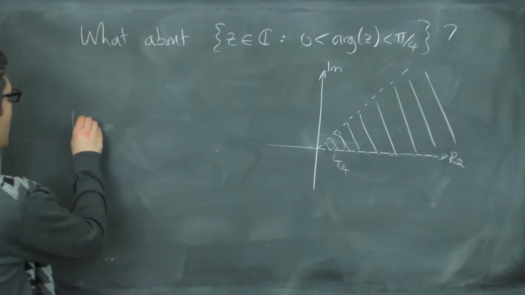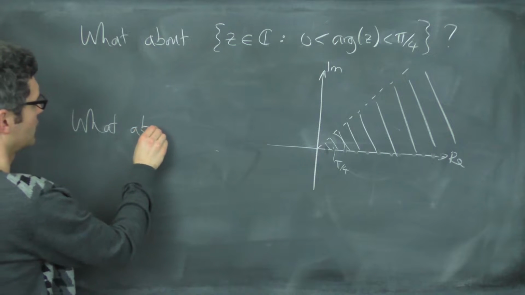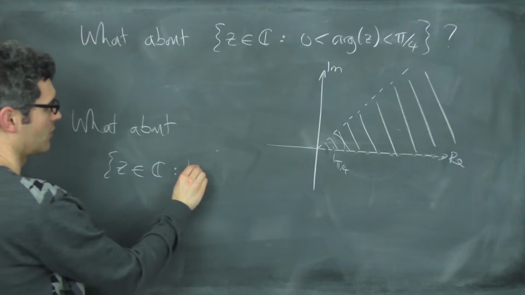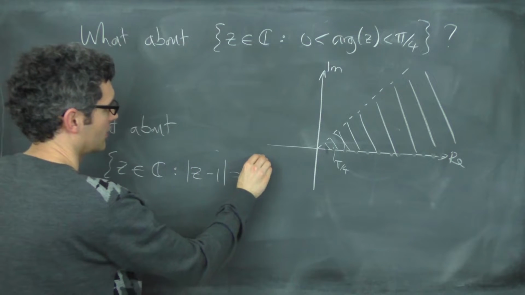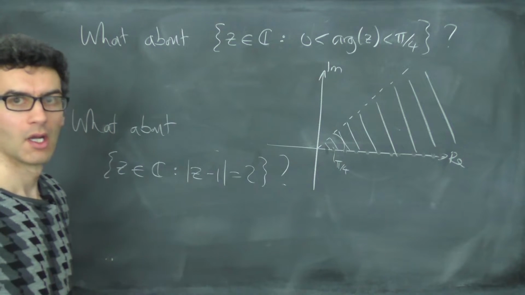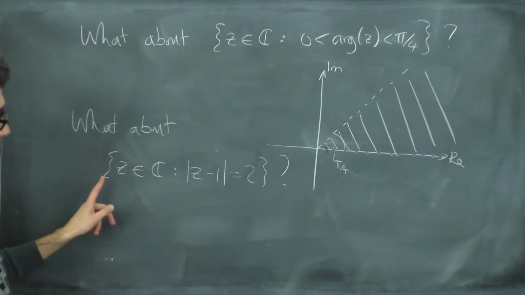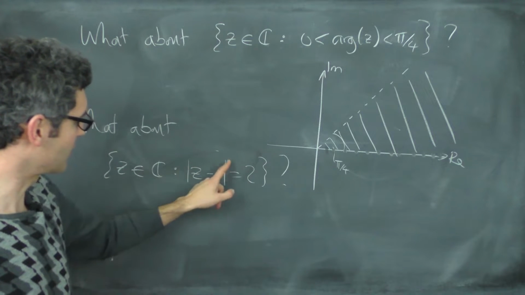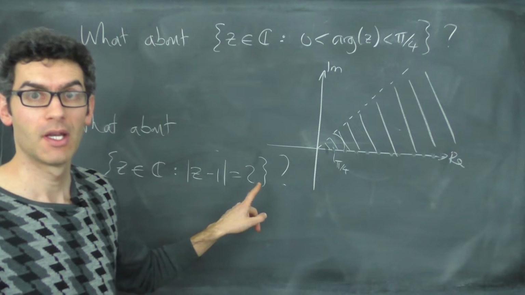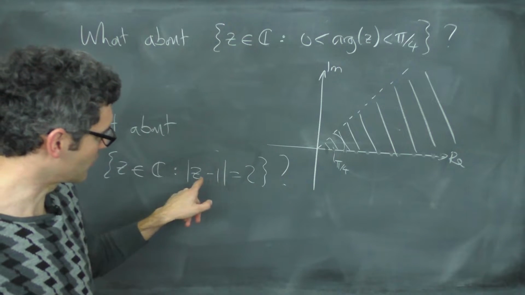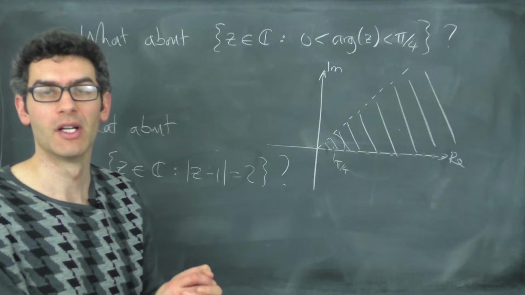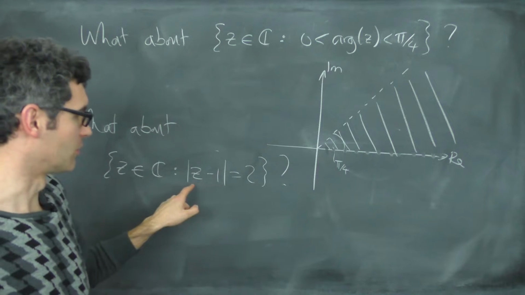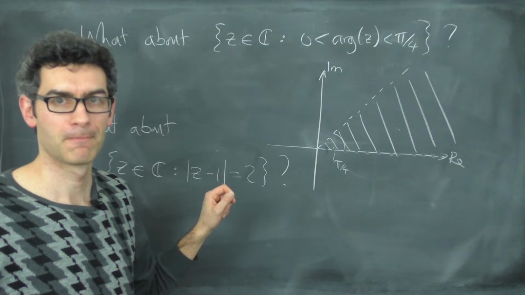Here's another question. What about this set? Z in C such that the modulus of Z minus 1 is 2. Right, now this is a bit harder because here we haven't just got something easy like the modulus of Z equals 2. If this was the modulus of Z equals 2, that would just be a circle centered on the origin with radius 2. But it's not that simple. We now have Z minus 1 here. So what do we do?